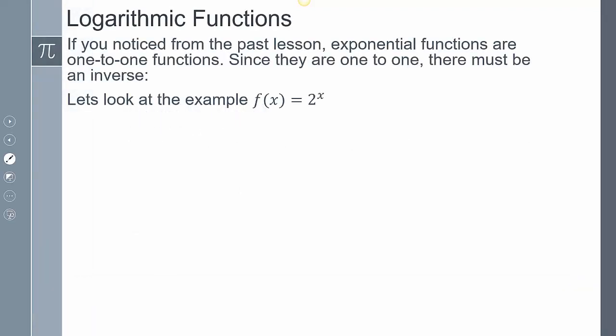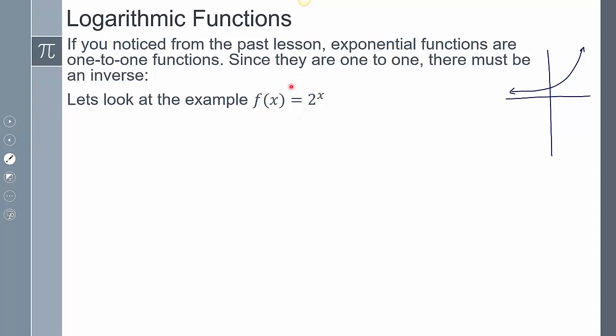Now, if you notice from our past lesson, we examined exponential functions. And when we looked at those exponential functions, we noticed that they were one-to-one. To do a brief picture of that, if I sketch it here, that's what an exponential function looks like. It passes the horizontal line test. So because of that, there has to be an inverse.